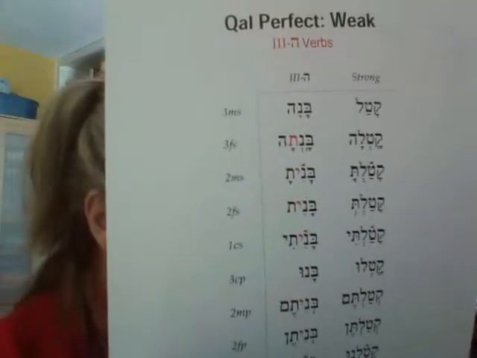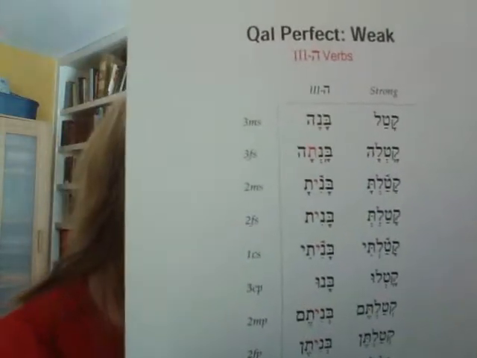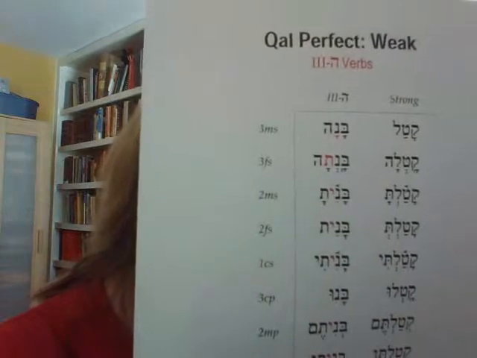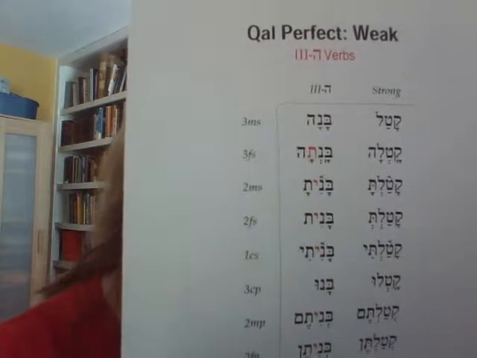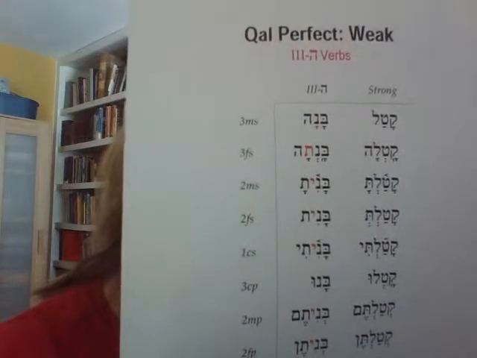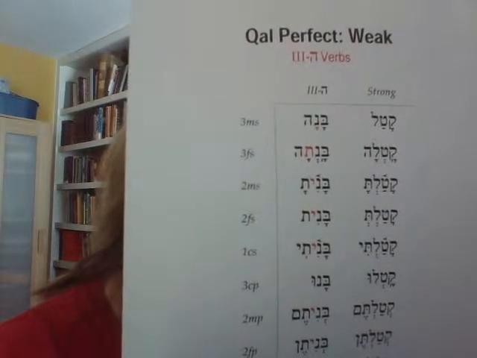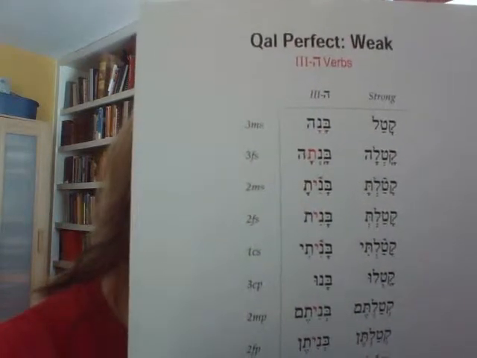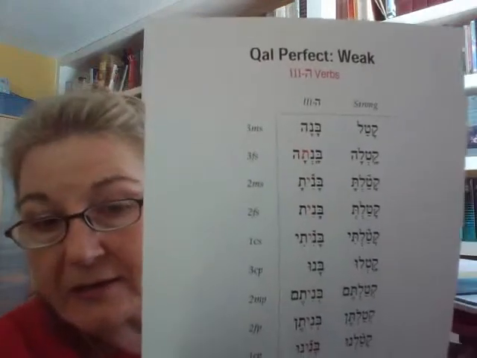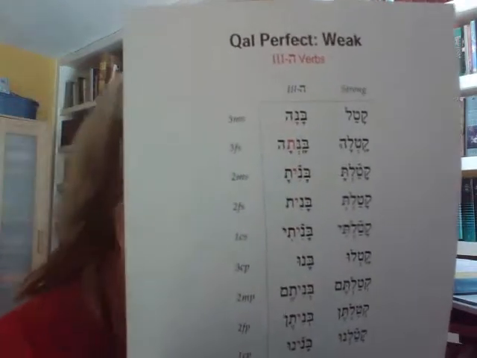There we go. On the 3 hay verbs, the vowel pattern learned for the 3 aleph weak verbs in the third masculine singular is the same for the 3 hay verbs. The irregularities in the paradigm of this weak verb is occasioned by the loss of the final hay in every form. Now here are 4 basic rules for you regarding this 3 hay verb paradigm.